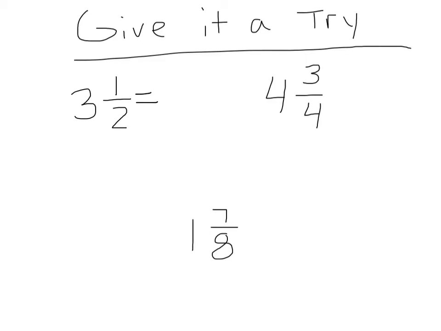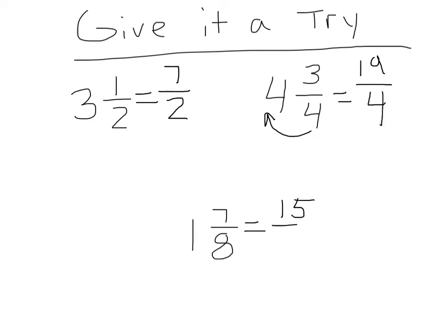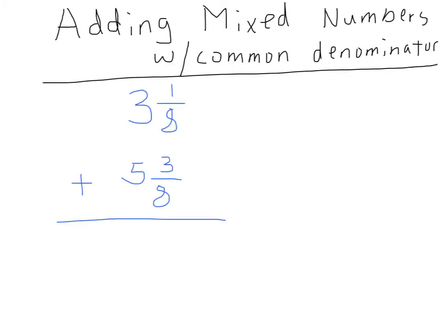So 3 times 2 is 6, plus 1 more is 7, and then I keep my denominator, which is 7 halves. Over here for 4 3/4, 4 times 4 equals 16. 16 plus 3 equals 19, and I keep my denominator, which is a 4. So I have 19/4. And down here, my last problem, 8 times 1 equals 8. 8 plus 7 equals 15. 15 over 8. So there we've gone and we've taken mixed numbers and converted them into improper fractions.